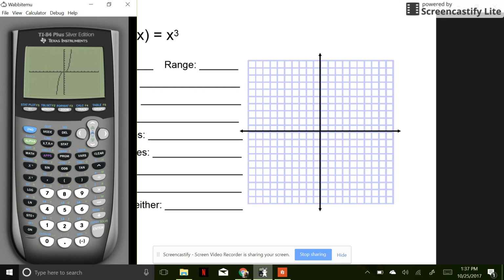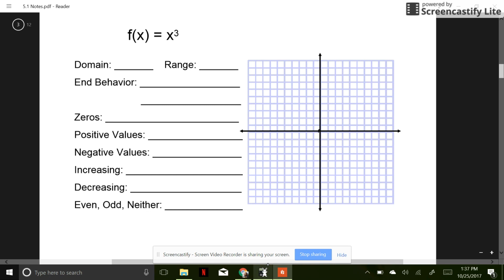A couple of key reference points you can use are (0, 0), a point at (1, 1), and at (-1, -1). Then we're going to run out of room on our graph, but the next ones are at (-2, -8) and (2, 8). So those are the points we're going to have in our graph here. This is our basic graph for x cubed.